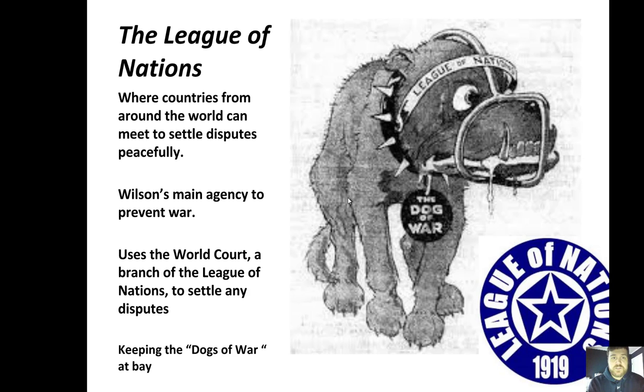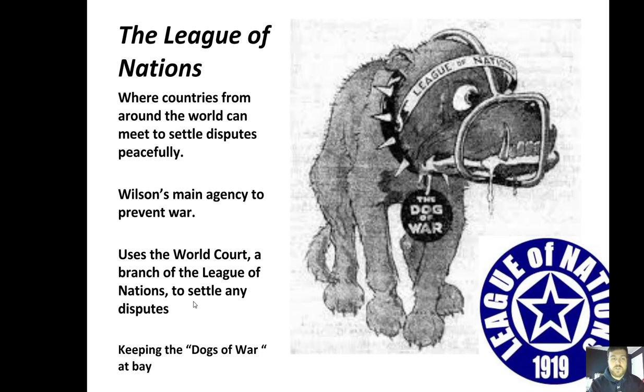Part of the League of Nations consisted of this thing called the World Court, and this is where these nations would come together, sit down at a peace table, and try and resolve their disputes. In this political cartoon here, you can see this angry-looking dog. It says the dog of war, and on it he has a muzzle, that cage encircling his face here. This muzzle is labeled the League of Nations. It's basically representing the idea that the dogs of war, we can hold them at bay with the League of Nations. This will put the muzzle on future wars, so to speak.